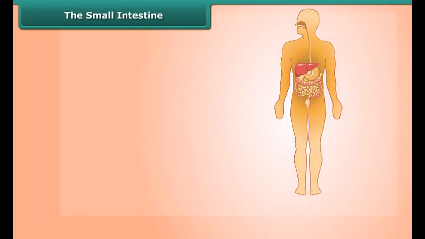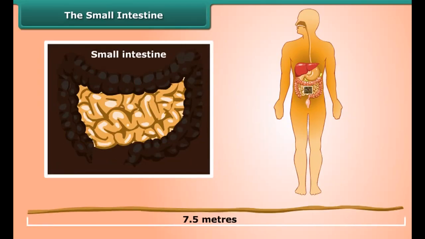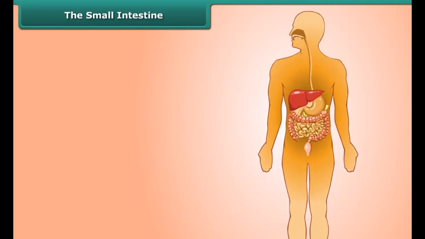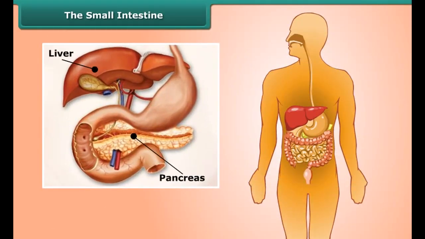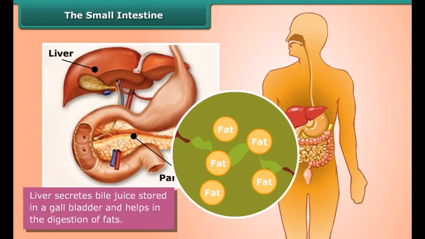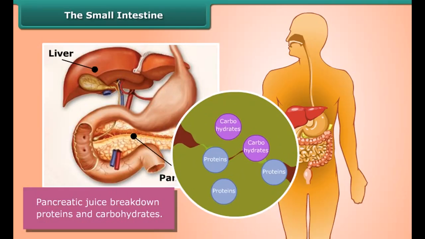The small intestine is the longest part of our digestive system. It is about 7.5 meters long and highly coiled in structure. It is the part where most of the nutrients of the food are absorbed. Liver and the pancreas also join the digestion. Liver secretes bile juice stored in a gallbladder and helps in the digestion of fats, whereas pancreatic juice breaks down proteins and carbohydrates.